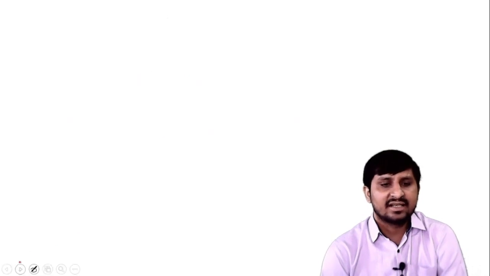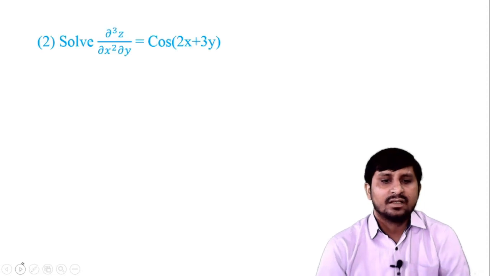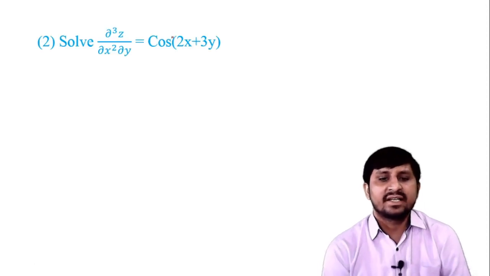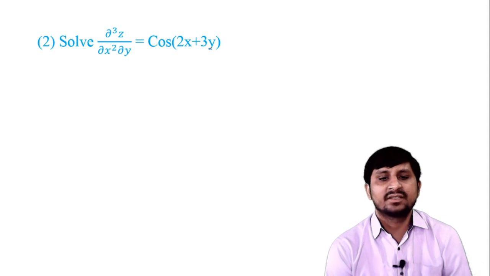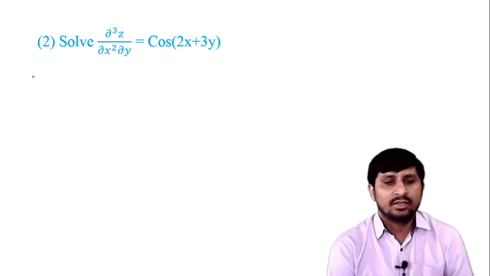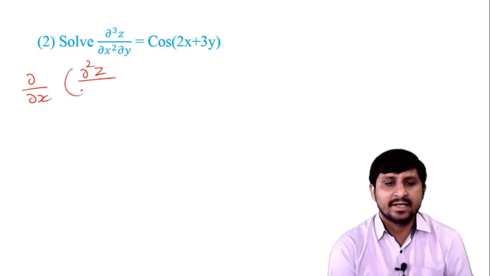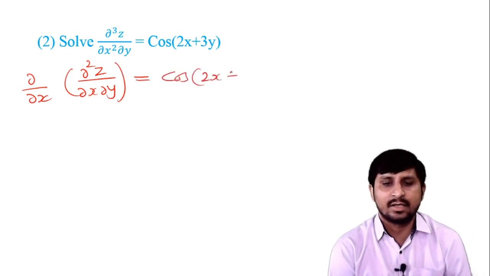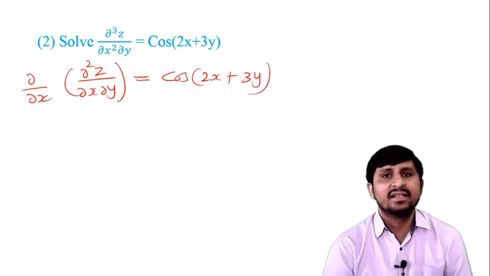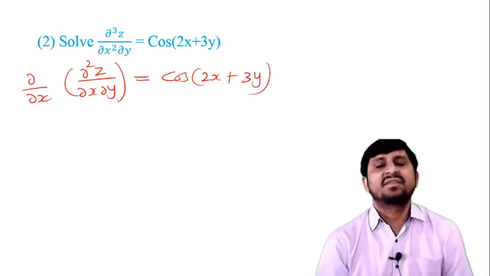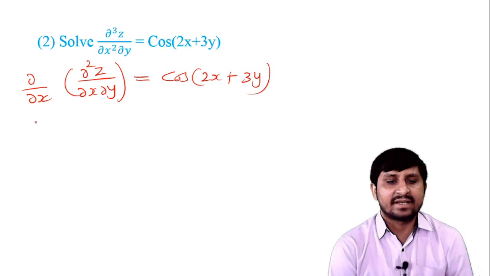Let's solve one more example. Del cube z by del x square del y is equal to cos of 2x plus 3y. So can I write this as del by del x of del square z by del x del y on the left hand side, equal to cos of 2x plus 3y. Now you can easily understand that first we have to integrate with respect to x.